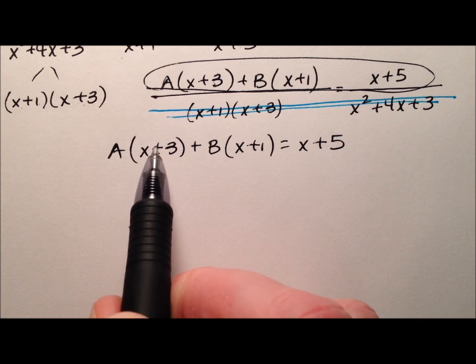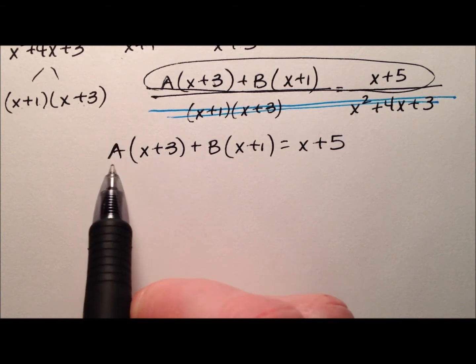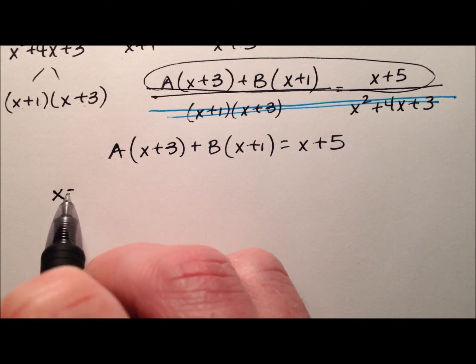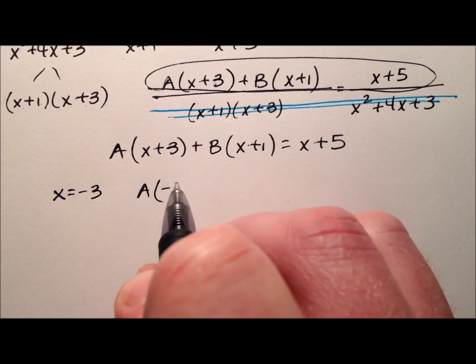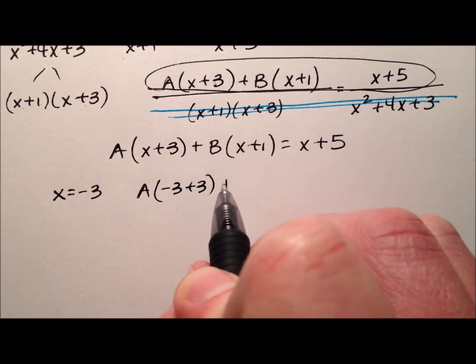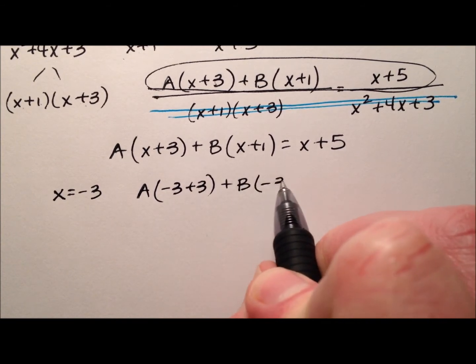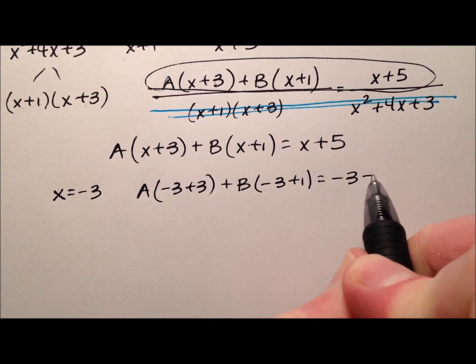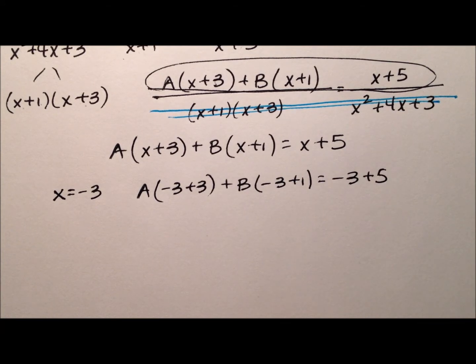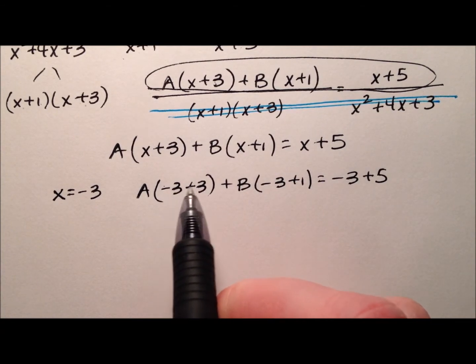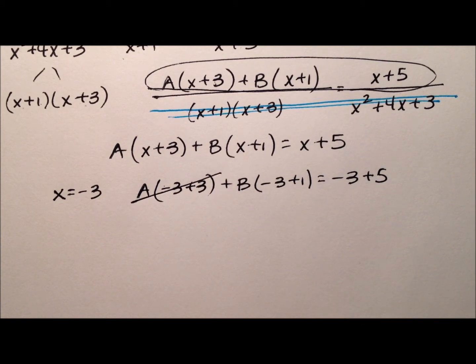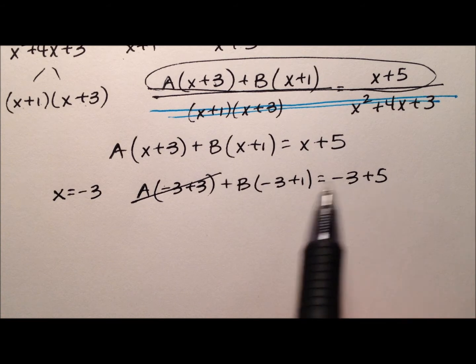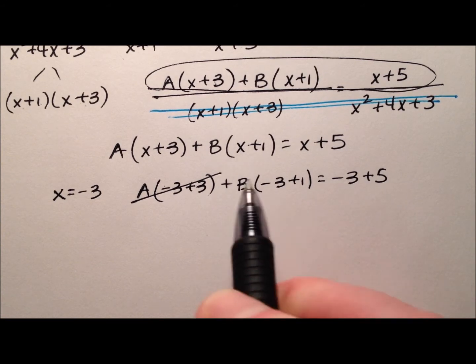This first one is x plus 3 and I'm multiplying that by a. So what if I said, well, let's make x negative 3. Okay? Well, if I made x negative 3, I'm going to go ahead and plug in negative 3 for all the x's. And now I have this. What do you notice that happens? Negative 3 plus 3 is 0. That cancels. So you'll notice immediately I now have a single equation with only one variable, b.